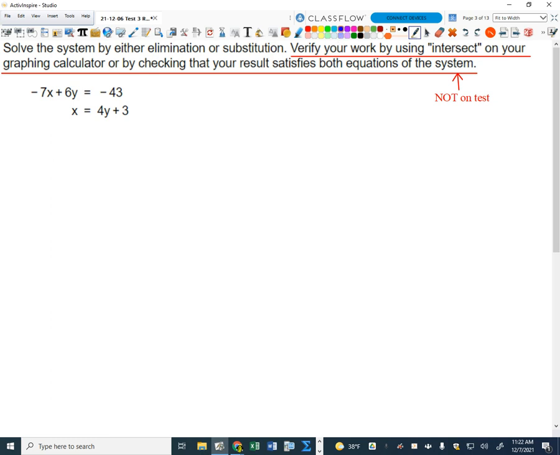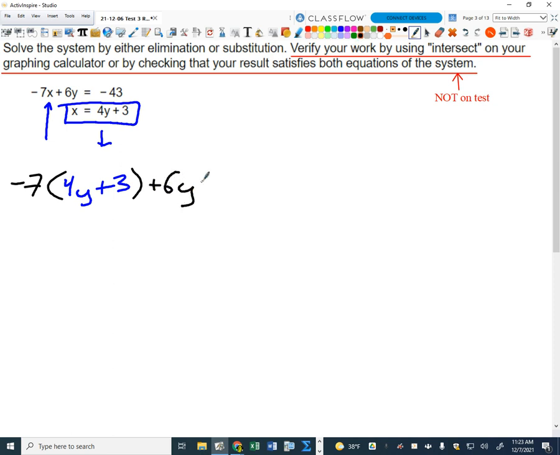We'll put a box around that substitution equation, and we're going to plug that value of x into the other equation, right? We solve for the variable in one equation and substitute into the other equation, right? So we end up getting -7 times x, where x is replaced with 4y plus 3, plus 6y equals -43, okay? And from here on out, it's a piece of cake. Now I've only got y's in that equation, so I can just distribute and simplify and solve for y.